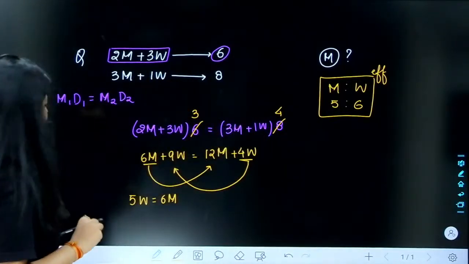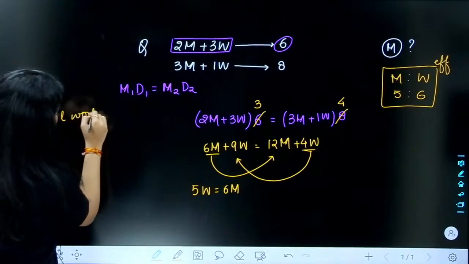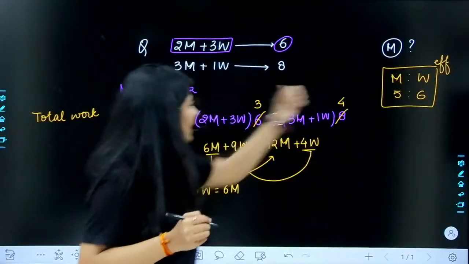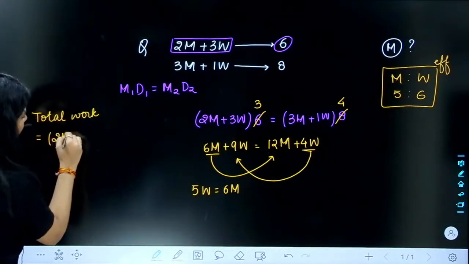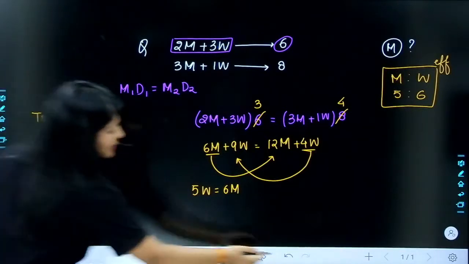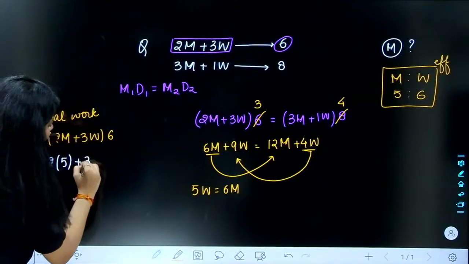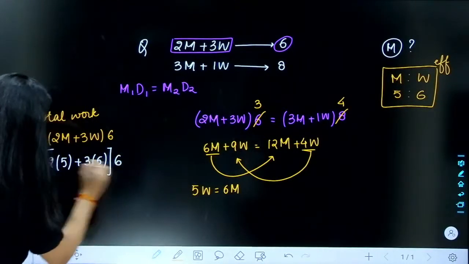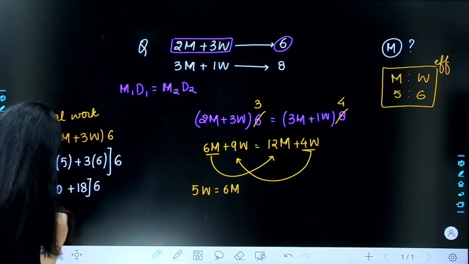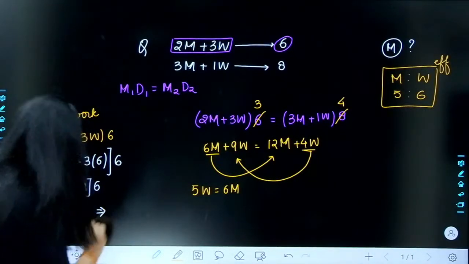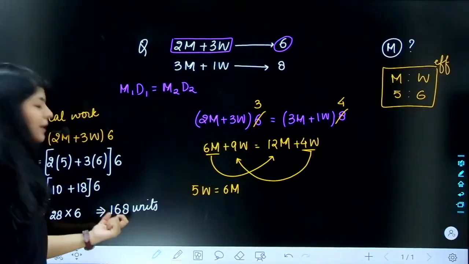Now with the help of these values, I can easily find out the total work. If I have to calculate the total work, just simply put the values of 5 or 6 either in this equation or this one, and we will get the same total work. As I simply put the values in this part that says 2m plus 3 women multiplied by 6, I'm just putting the efficiency over here. So the efficiency of a man is 5 plus the efficiency of a woman is 6, and that is multiplied by 6 again. So here I am having 10 plus 18, and this term is multiplied by 6. So here I am getting 28 multiplied by 6. That means I am getting my answer as 168 units. The total work over here is 168 units.